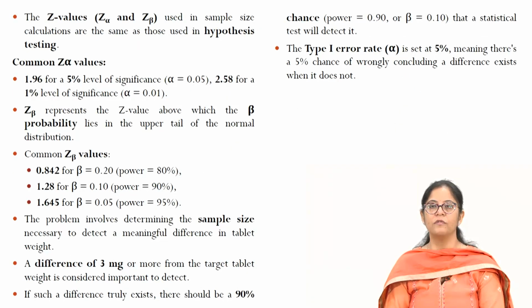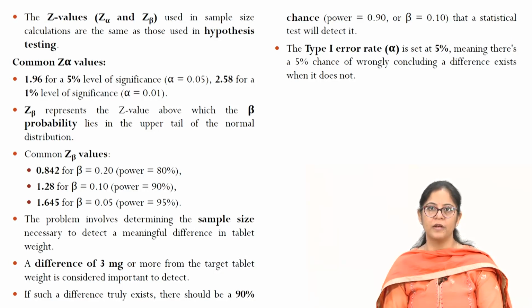So the Z values are used in sample size calculations and are the same as those used in the hypothesis testing. So 1.96 for a 5% level of significance, which is alpha equal to 0.05, and 2.58 for a 1% level of significance when alpha is 0.01. Z beta represents the Z value above which the beta probability lies in the upper tail of the normal distribution. The common Z beta values have been given.